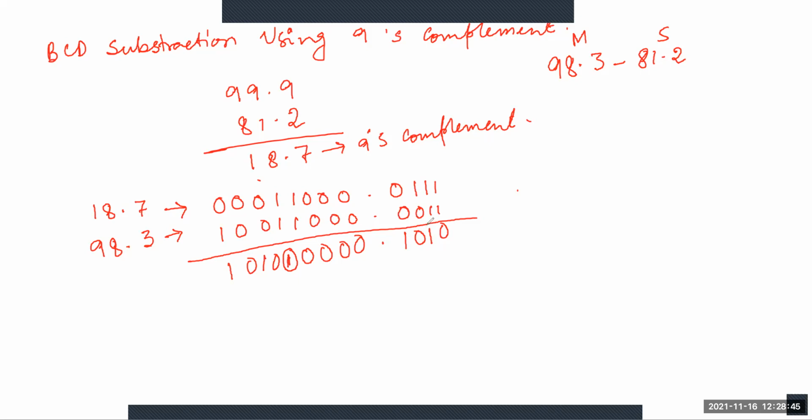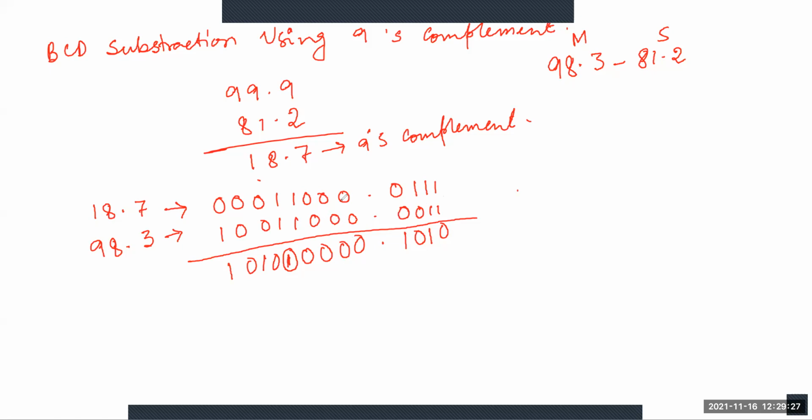Now we start adding. So here 1 plus 1 is 0, carry 1. Then 1 plus 1 plus carry 1 is 1, and we have carry 1. Then 1 plus carry 1 is 0, and we have carry 1. Then 0 plus 0 plus carry 1 is 1. So when we are adding 7 plus 3, here we are getting 4 bits. There is no carry, we are just considering the last part.